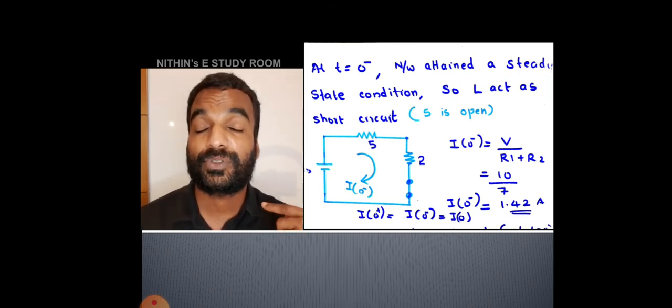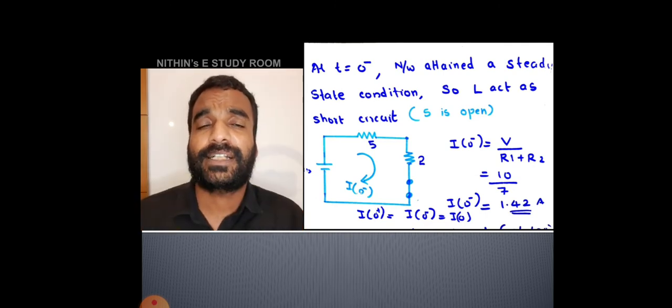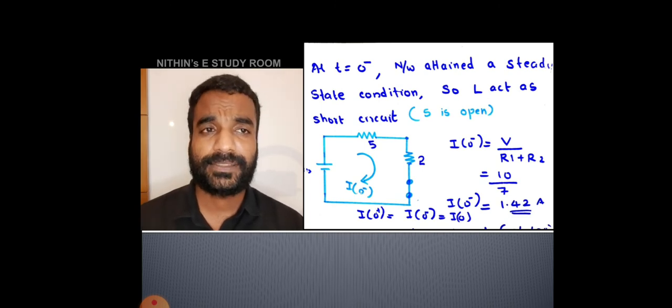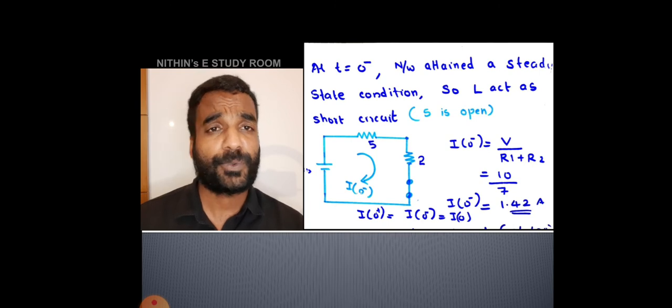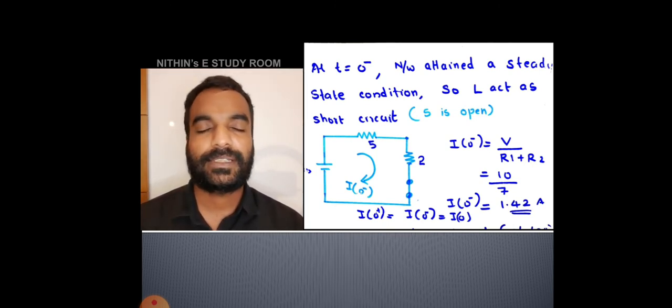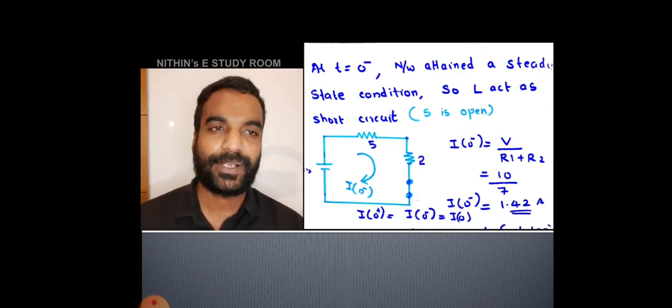It is an instant just before closing of the switch. That's why we are taking I0 minus. And that is equal to V by (R1 plus R2), that is equal to 10 by 7. So I0 minus is equal to 1.42 ampere. And as it is an inductor circuit, current will not admit sudden change. So I0 minus is equal to I0 plus is equal to I0.